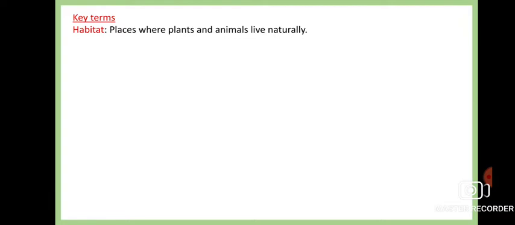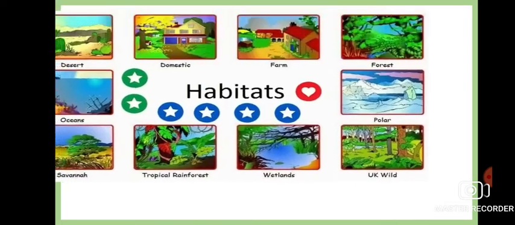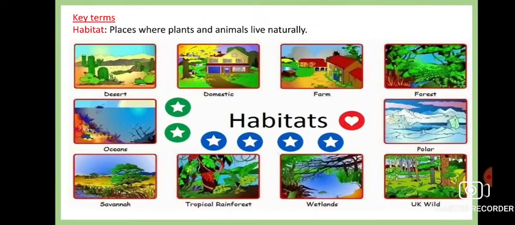So first, now this chapter is finished. Now we will learn some of the key important terms we had learned from the chapter. So first one is the habitat. What do you mean by habitat? That is the place where the plants and animals live.